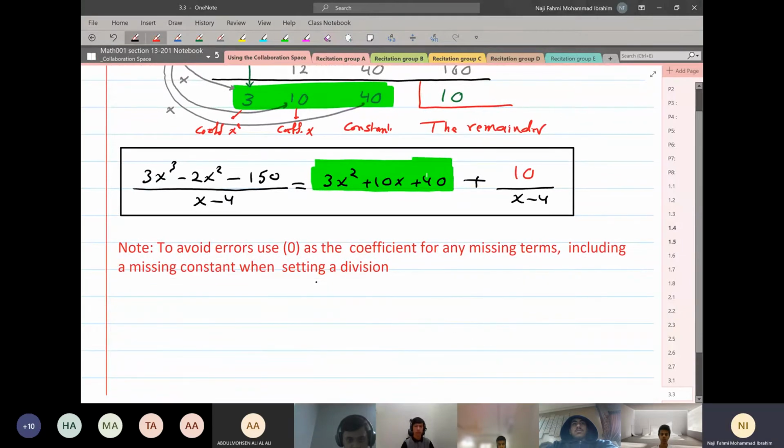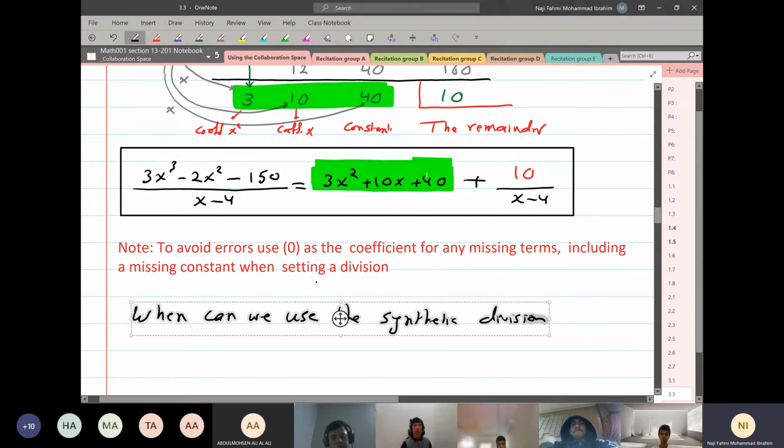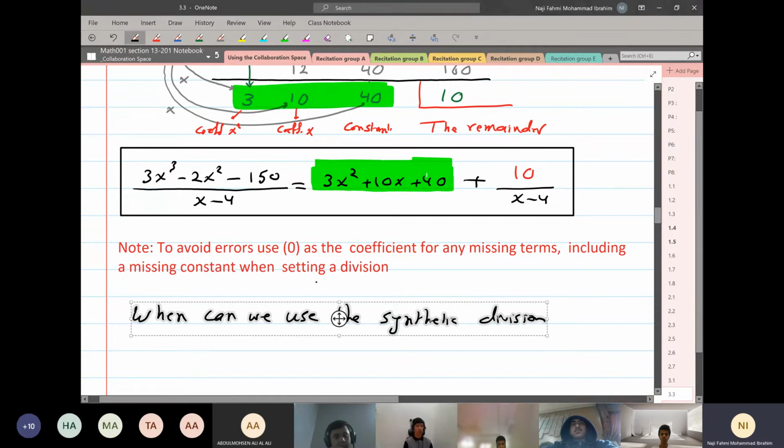Now we have a question. When can we use the synthetic division? And this is a big question. Can I use the synthetic division everywhere? Of course, the answer is no.